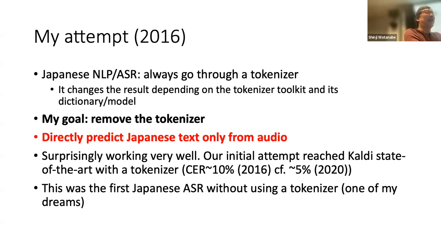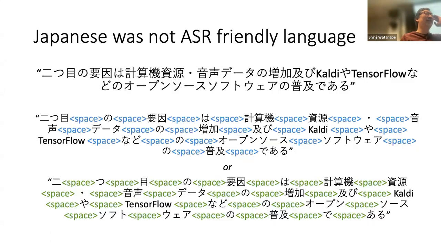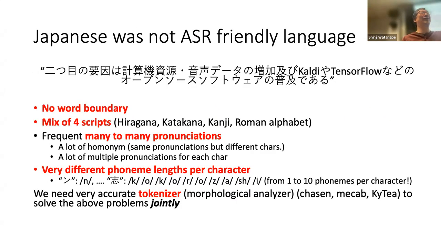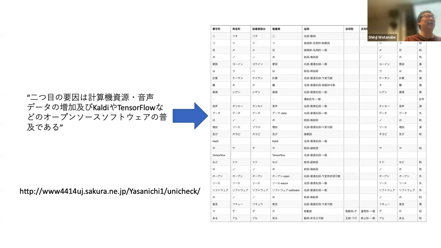This was one of my big research goals when I started speech recognition: to remove this kind of tokenizer. It was a dream technology for me, but fortunately in my middle career, I solved this problem. I was very lucky. We just use end-to-end ASR, skipping everything and directly predicting the syllables. We don't need a tokenizer. We don't need a pronunciation dictionary. We just predict from the speech to this mix of syllables. It actually worked quite well.